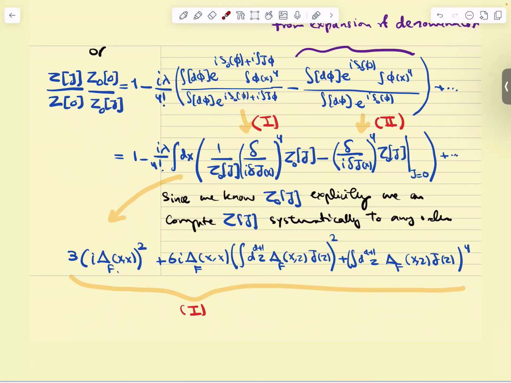There are three terms coming in. The first term is going to be the propagator from x to x squared. The second term is going to be the propagator from x to x, propagator from x to z, J(z). And the third term is going to have, sorry, this has two J's. So this is a term with no J's. This has two J's and this has four J's.